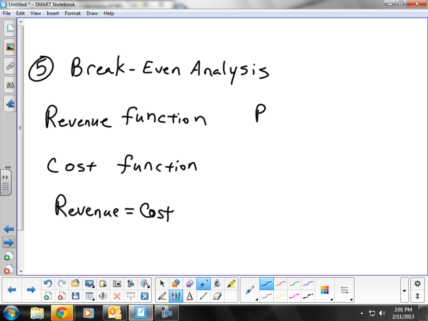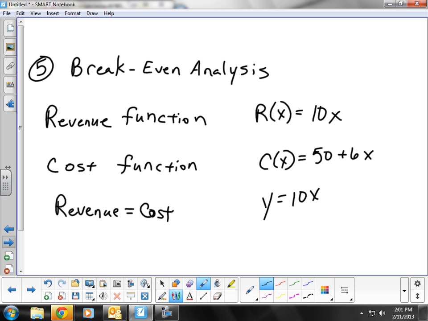So we said our revenue function was $10 per shirt, right? And our cost was $50 plus $6 per shirt. Yes? What does R of X and C of X usually get replaced with? Y's, right? That's my Y value. So my equation is Y is equal to 10X and Y is equal to 50 plus 6X.